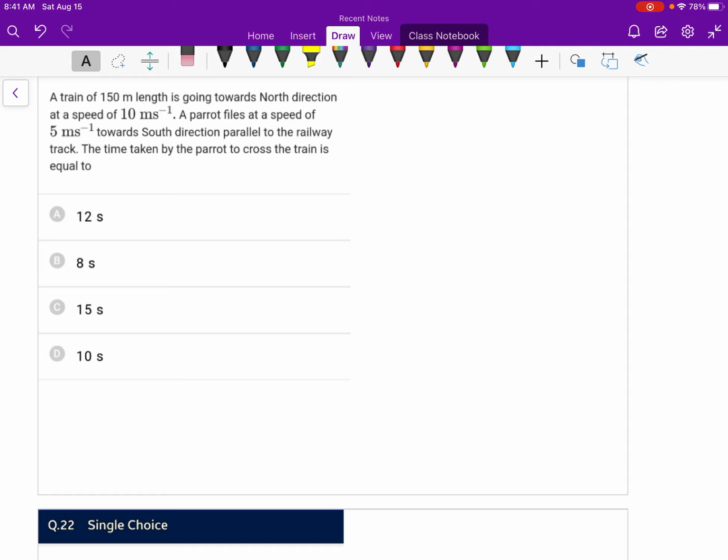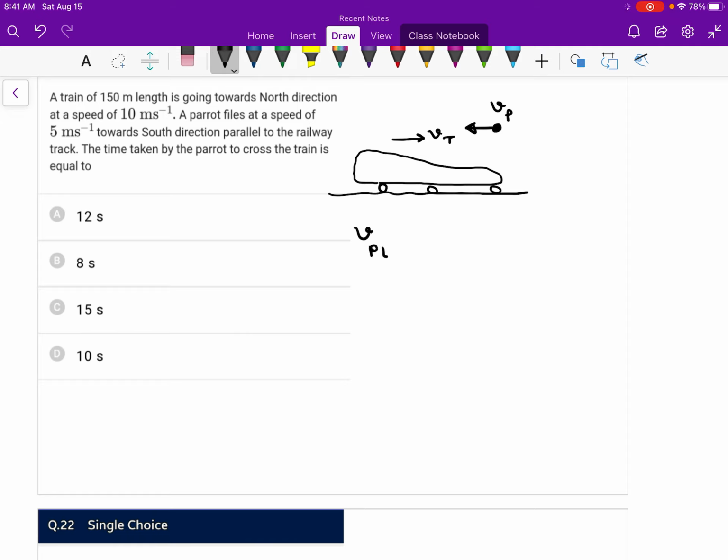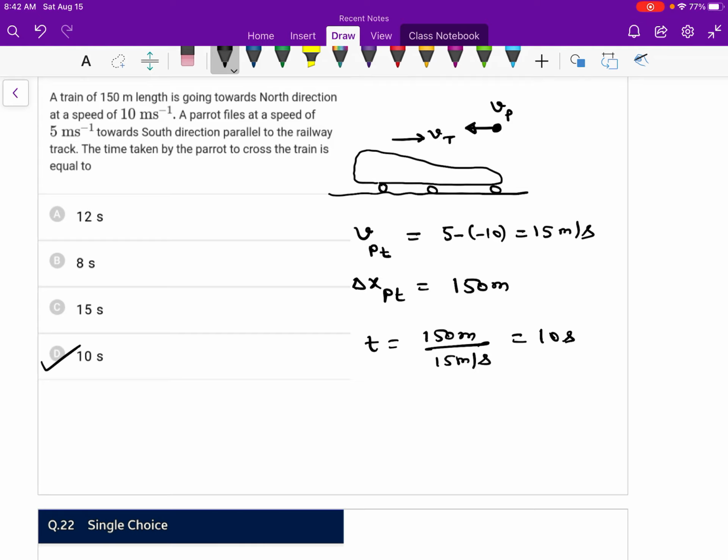Train of this, a parrot flies at constant speed this towards south, the time taken. So relative velocity, see this is train going towards north. So this is velocity of train. Parrot is moving towards south. So relative velocity of parrot with respect to train is 5 minus 10, which is 15 meters per second. Displacement of parrot relative to train is 150 meter. So time taken is 150 meters upon 15 meters per second, which is 10 seconds. So 10 seconds is the correct option.